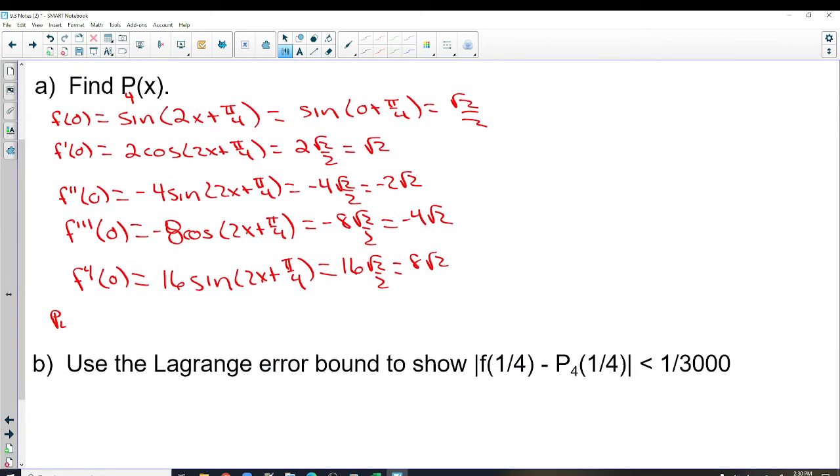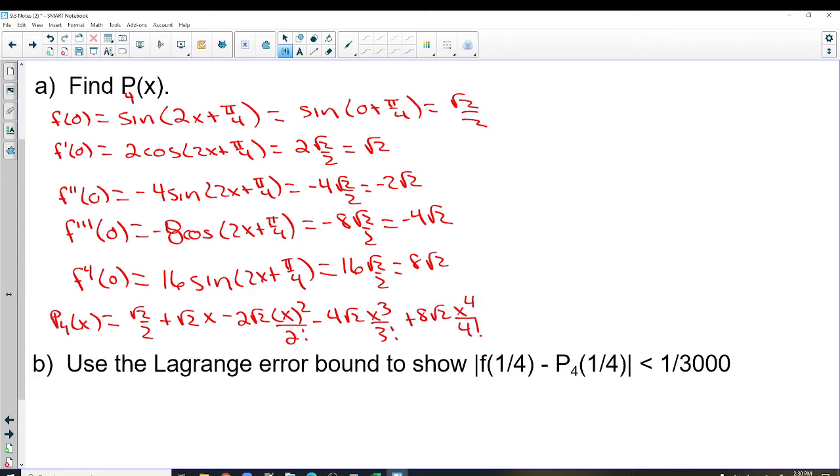P sub 4 of x now is equal to square root of 2 over 2. We're centering at 0, so plus square root of 2 x minus 2 square root of 2 x squared over 2 factorial, minus 4 square root of 2 x to the third over 3 factorial, and finally plus 8 square root of 2 x to the fourth over 4 factorial. Got it.